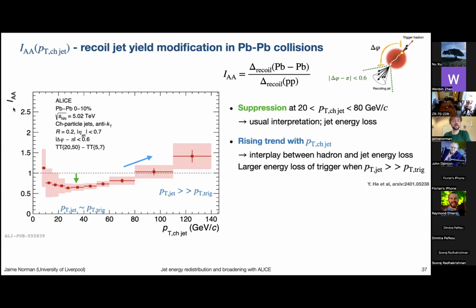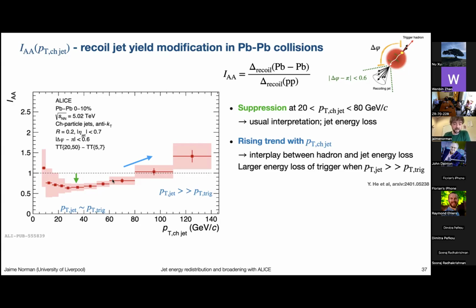So this is what we call the IAA, which is the ratio of the delta recoil in lead-lead over that in PP. So this is the IAA for R equals 0.2 jets, and we see some interesting structures here. In this mid-PT region, we see a suppression, so an IAA less than 1. The usual interpretation of this is jet energy loss due to interaction with the Quark-Gluon Plasma.